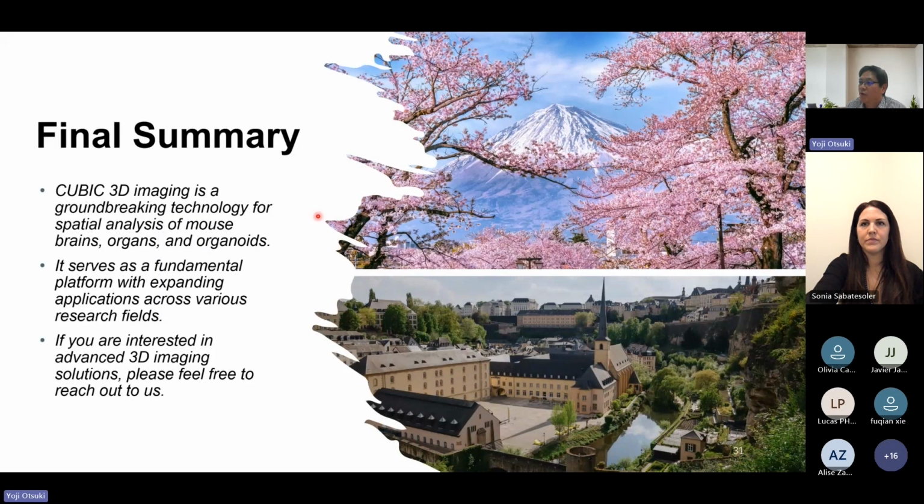As a take-home message, I'll just show you the summary. Our CUBIC 3D imaging is a groundbreaking technique for the spatial analysis of animal organs, as well as organoids and spheroids. And now the CUBIC techniques can serve as a fundamental platform for various research fields.